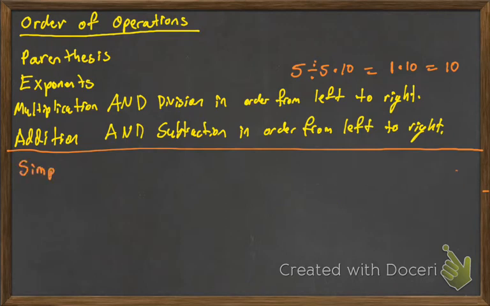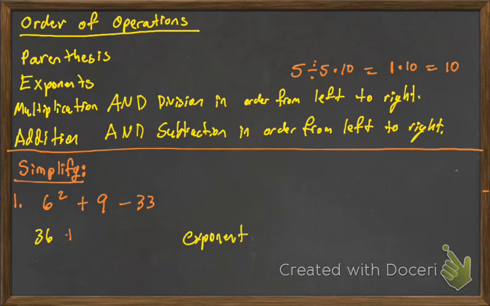Okay. So simplify means a lot of different things. Usually it means to kind of combine like terms, reduce fractions, and to that effect. And so we're dealing only with numbers here, so we're going to go ahead and combine our like terms, and in order to do that we need to follow the order of operations. There are no parentheses here, however we have a 6 squared, so we're going to go ahead and do that exponent first. 6 squared is 36. Plus 9 and then minus 33.